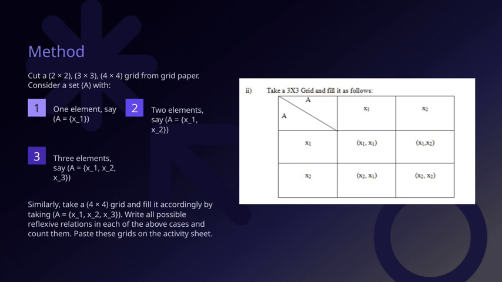Next, I want you to think about how many such relations exist for each case. For 2 elements, there are a certain number of reflexive relations, and this number increases as we add more elements. Now, to better understand these relations, take a piece of grid paper and cut out squares of sizes 2x2, 3x3, and 4x4. These different-sized grids help us visualize the possible relations on sets with different numbers of elements. The key idea here is that the structure of these grids allows us to systematically explore all possible reflexive relations, and counting these helps us understand the broader concept of relations in set theory.